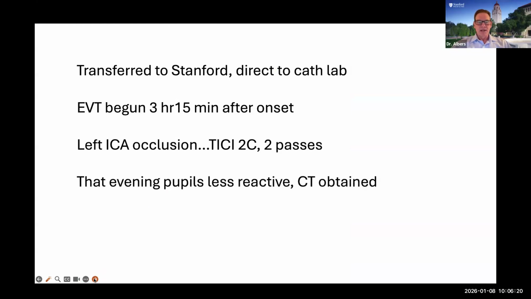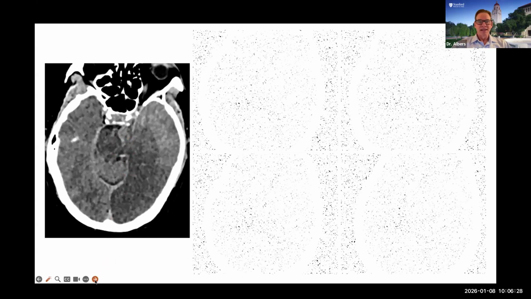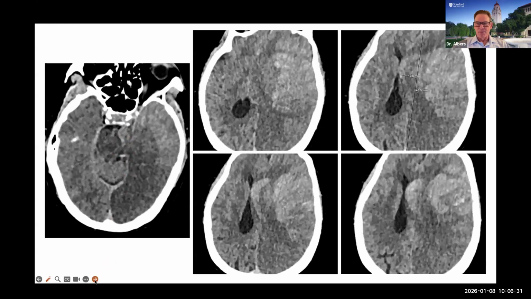A few hours later, the patient had less reactive pupils. A CT was obtained, and you could see there was very early herniation. And the patient didn't make it more than a couple more hours.